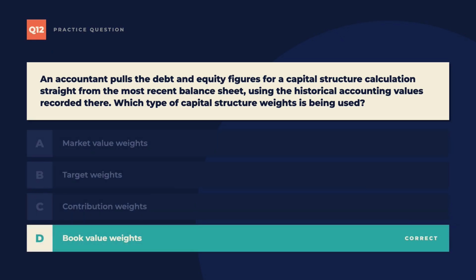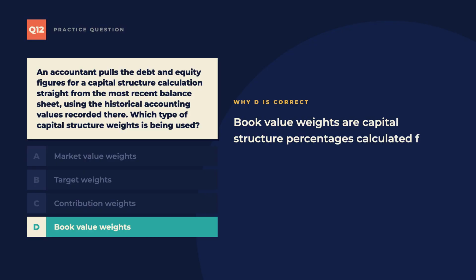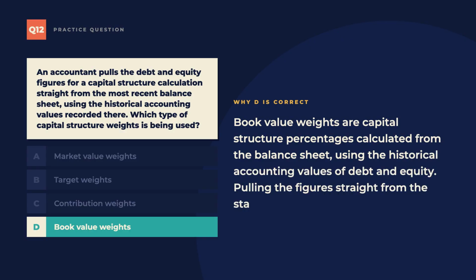The correct answer is D. Book value weights. D is correct because book value weights are capital structure percentages calculated from the balance sheet, using the historical accounting values of debt and equity. Pulling the figures straight from the statements is the definition of using book weights.